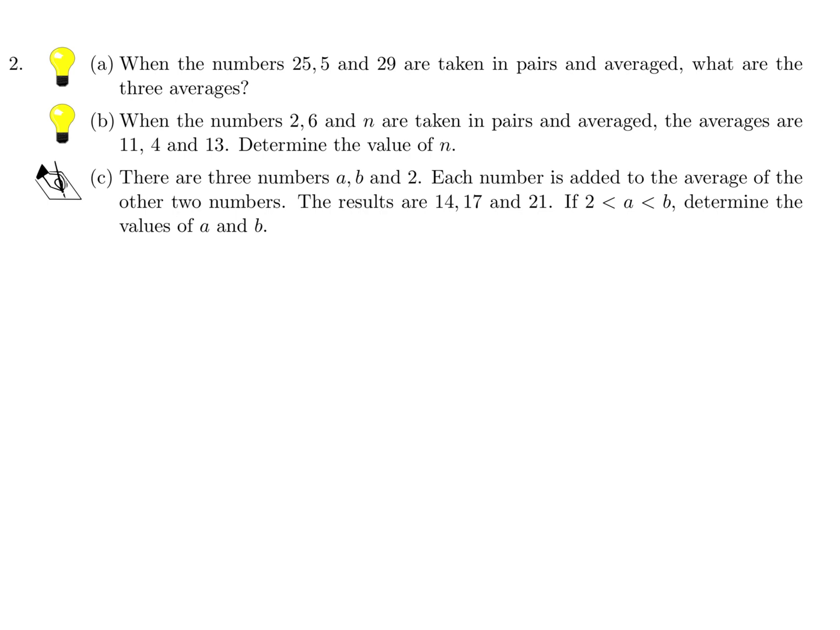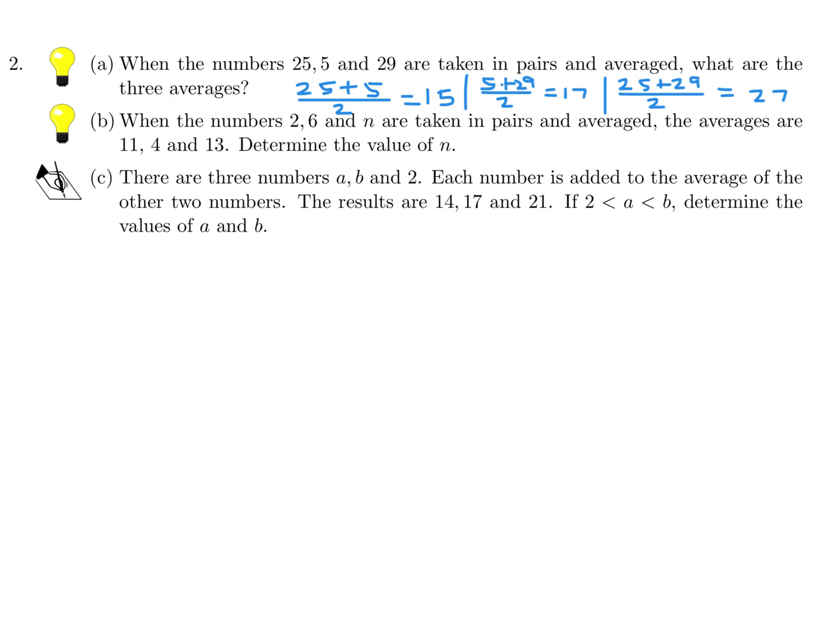When the numbers 25, 5, and 29 are taken in pairs and averaged, what are their averages? Okay, so 25 plus 5 divided by 2, that's the first average, and that's 15. 5 plus 29 over 2, that's the second average, and that I believe is 17. And 25 plus 29 over 2, that's the third average, and that is 27. So those are the averages when taken in pairs.